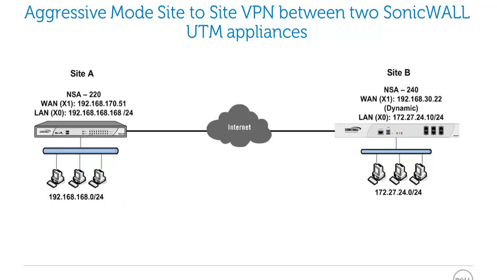On Site B, we have an NSA 240 with a dynamic WAN IP of 192.168.30.22. Being dynamic, this IP address could change periodically. It has a LAN network in the 172.27.24 subnet with a 24-bit net mask. Our objective is to set up a site-to-site VPN tunnel between these two locations to allow these networks to securely communicate with each other over the VPN tunnel.